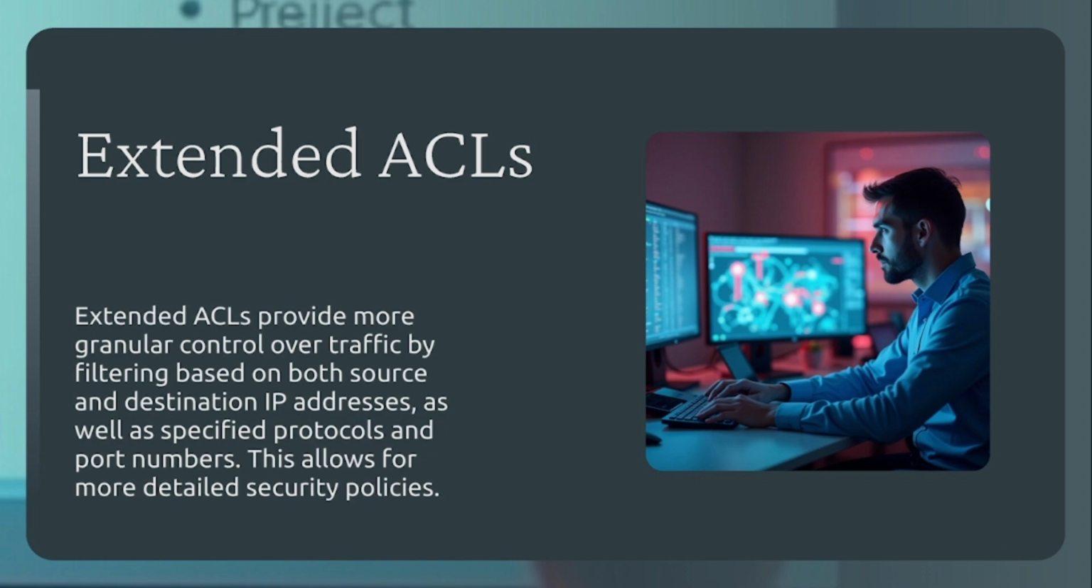What about the extended ACL then? Extended ACLs provide more granular control over your traffic because they filter based on both source and destination IP. Say, for example, from the 10.0 network, that is the source, I can deny the traffic to 20.0, but the 30.0 or 40.0 networks, meaning the destinations, are permitted. That can be done using the extended ACL. As well as that, specified protocols and port numbers can also be filtered, meaning allowed or denied. And it allows for more detailed security policy and practices.